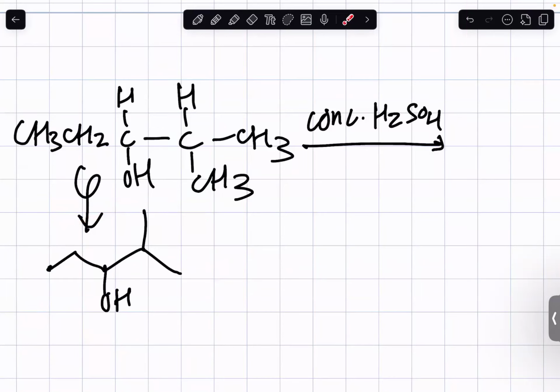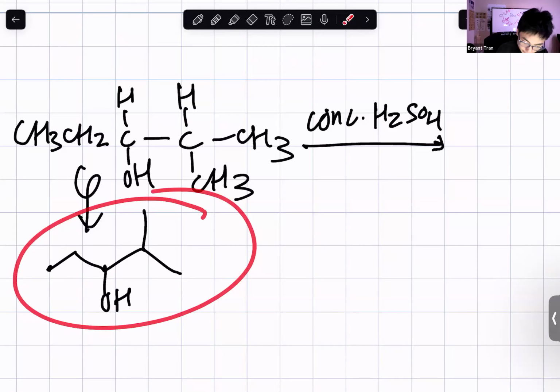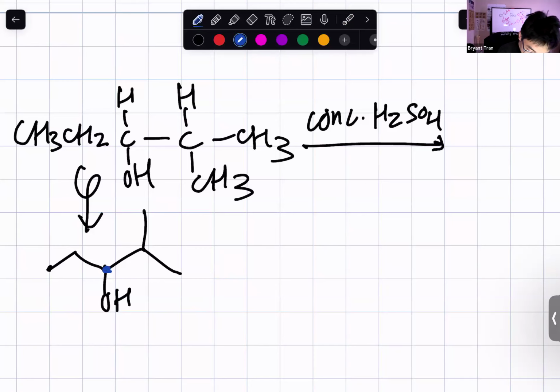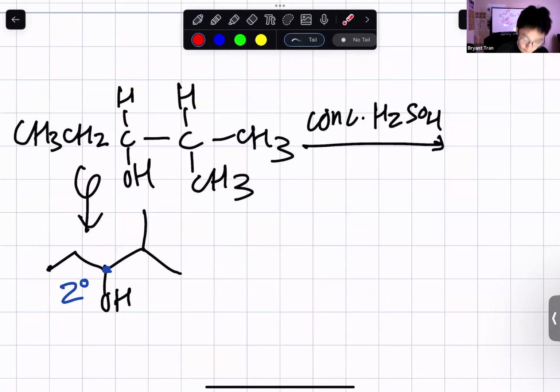Yes, it makes a lot more sense. Yeah. So now once you have the bond line form, we then see what functional group is present in this reactant, which is going to be this alcohol here. But more specifically, this is a secondary alcohol because this carbon here is attached to 2 other carbons.